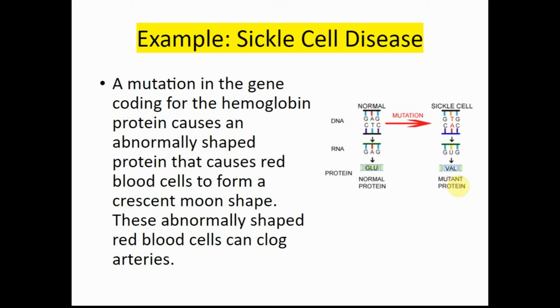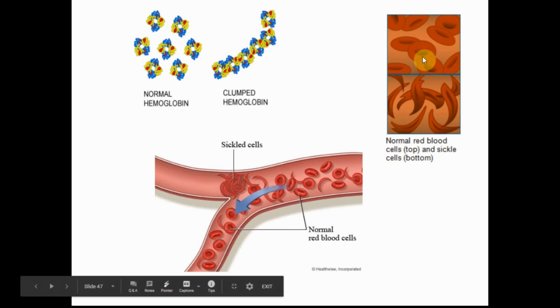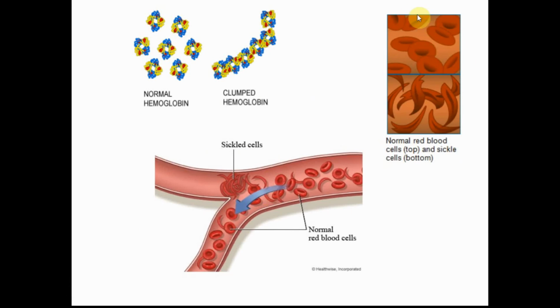Now, the issue with that is that this single amino acid difference causes the hemoglobin protein to clump together, and the red blood cells actually have a different shape as a result. So normally, red blood cells look like this. They almost look like little donuts or inner tubes. And they can fit really nicely through blood vessels. But this is what the red blood cells look like when we have this mutation. It's almost like a crescent moon shape or a sickle shape.